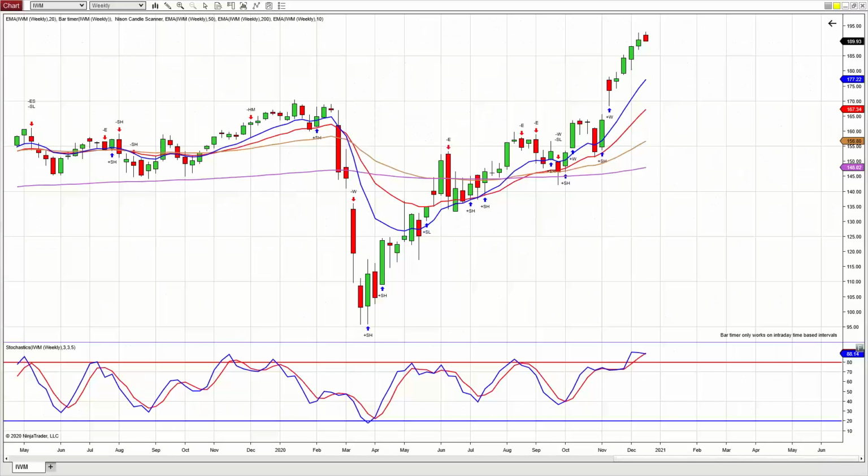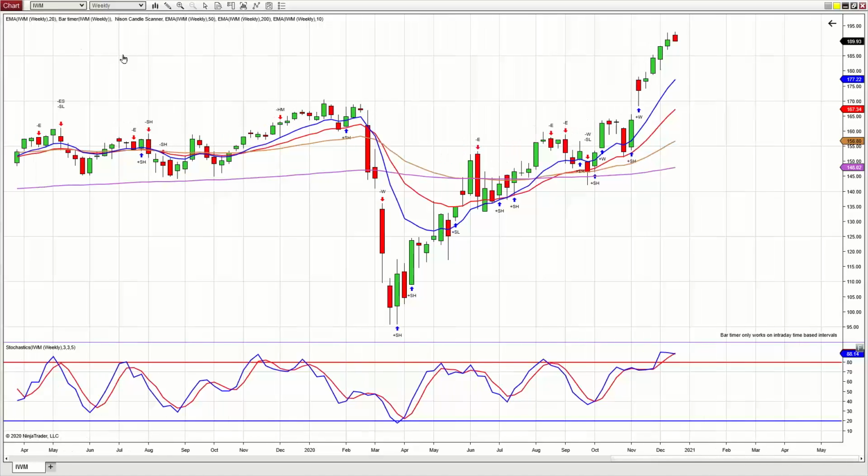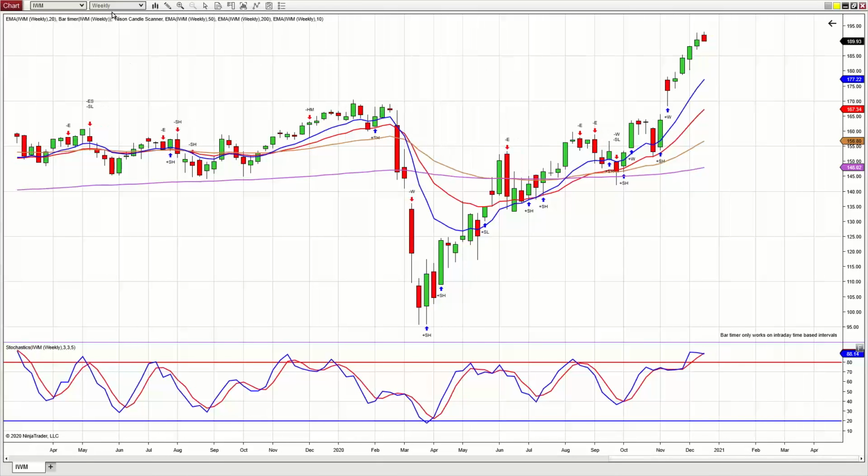So let's move on to the special topic of the day here. Now, that's us. I just picked a chart at random. This works on every chart and it's very, very similar on all time frames. So we're going to start off with a weekly chart, IWM, which is an ETF for the Russell 2000. And if you look at this chart, it looks very, very bullish so far.